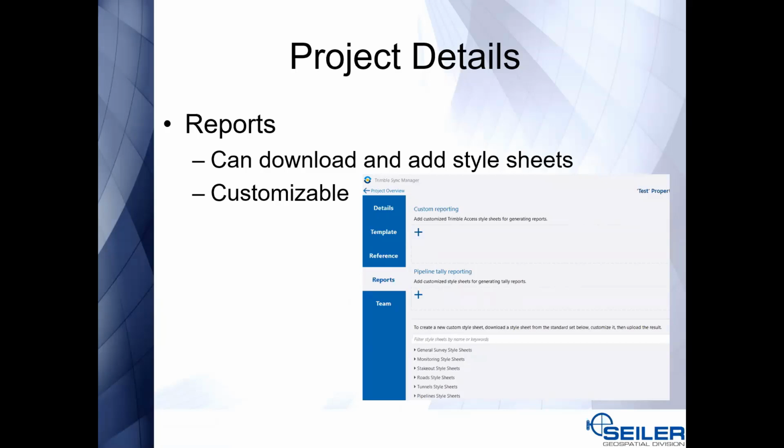So, under the reports, you can also download and add style sheets. You can bring in any customized style sheets that you've created. You also have access to Trimble's list of additional style sheets. You can select those, and that will then download those onto the controller as soon as they download the project from the cloud. And it's completely customizable.